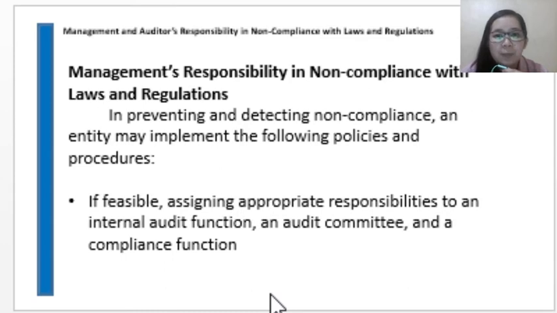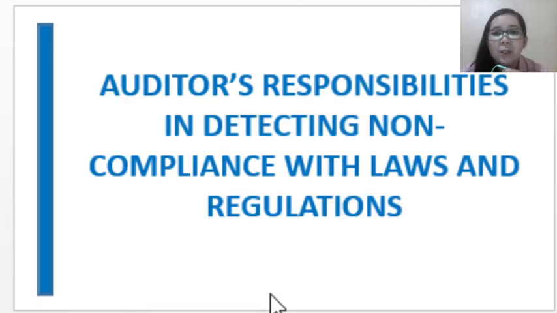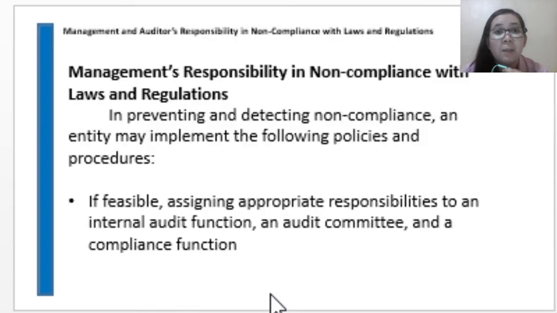So if feasible, assigning appropriate responsibilities to an internal audit function or an audit committee and a compliance function to help them monitor, implement, and assess whether they comply with those rules and regulations. So those are the different responsibilities of the management with non-compliance.